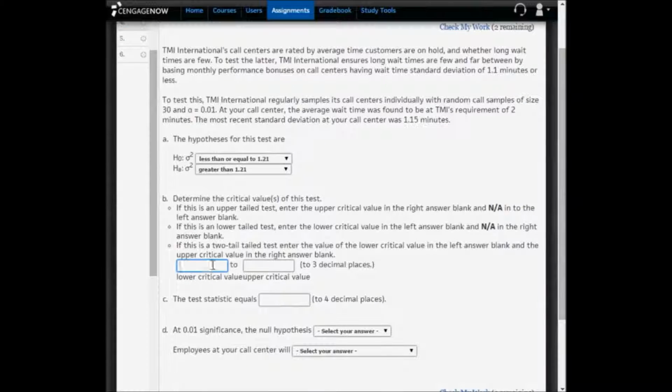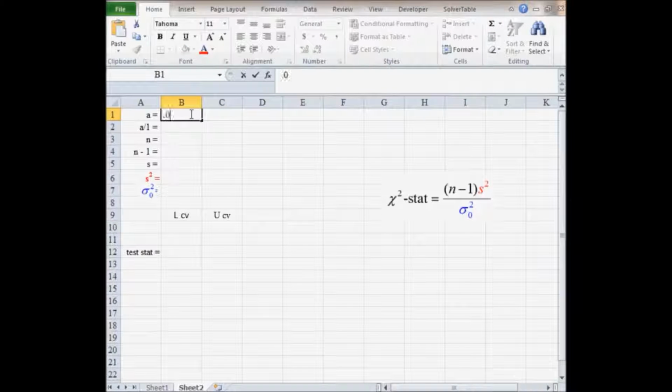Because it's an upper tailed test, we're going to put in A, the lower box, and we need to put the upper critical value of the test in this box. The significance level is 0.01, and the sample size is 30. Again, it's a one-tailed test, so we divide the alpha by 1. The sample size is 30. The degrees of freedom is 30 minus 1, 29.